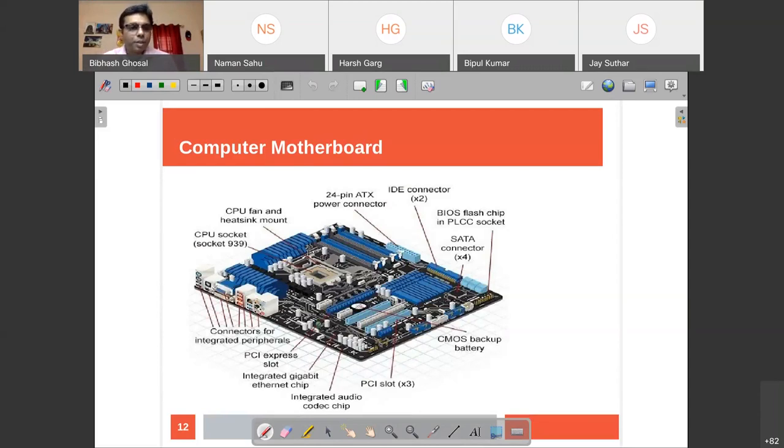Then we have connectors for the peripherals. You see, these are for the microphone and the headphones. These are for Ethernet. These are USB ports. Then there are video ports for connecting to the monitor, Ethernet ports, and there are a lot of them. So this together is the motherboard.